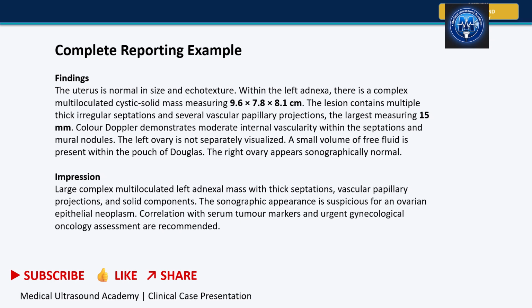So, ladies and gentlemen, this is how you should write your adnexal or pelvic ultrasound report. This is the nomenclature that we use to identify pelvic masses or lesions. So you must adopt it so that your report becomes comprehensive and meaningful.